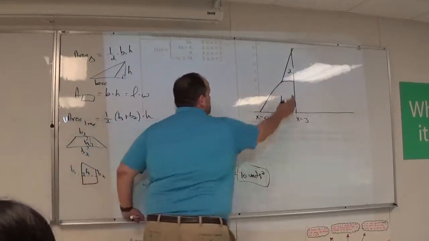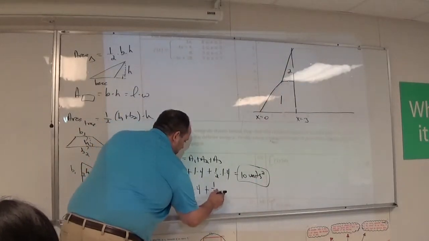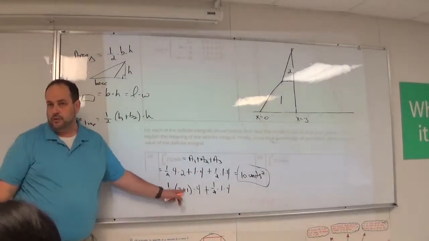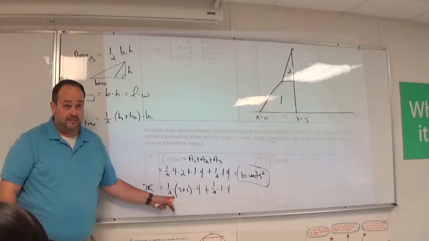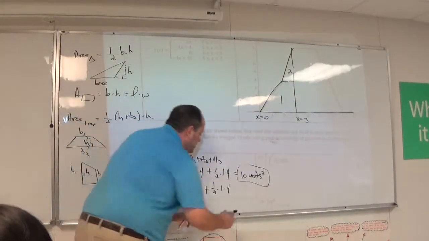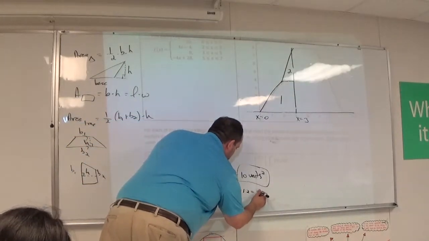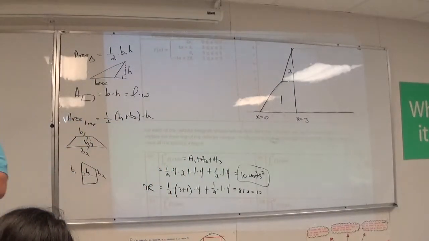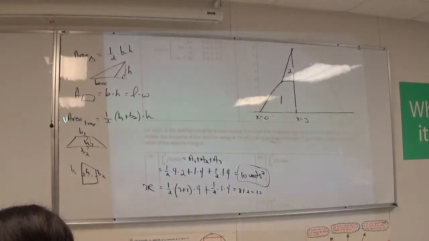4, plus the top piece, which should not be a surprise, is 1/2 times 1 times 4. 3 plus 1 is 4, times 4 is 16. Take half of that, 8. 8 plus 2, we're going to get 10. Hopefully not a surprise, the exact same area from before. Everybody good? All right, so what you can do with the next couple.